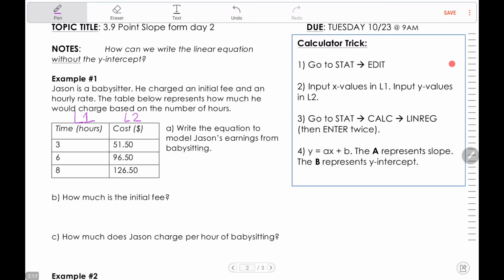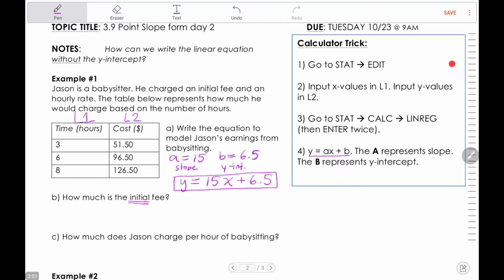So we have A was 15, B was 6.5, and the way the calculator gave it to us was in AX plus B. So this would be our slope, A, and then our B is our y-intercept. So my equation is y equals 15x plus 6.5. That is our equation.